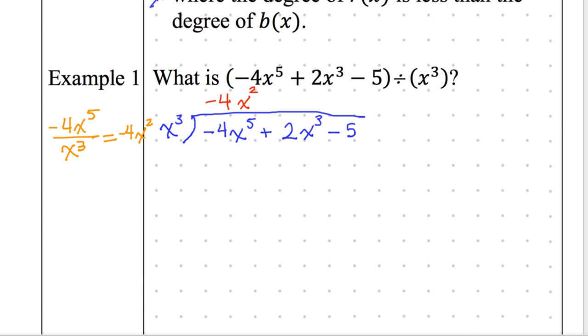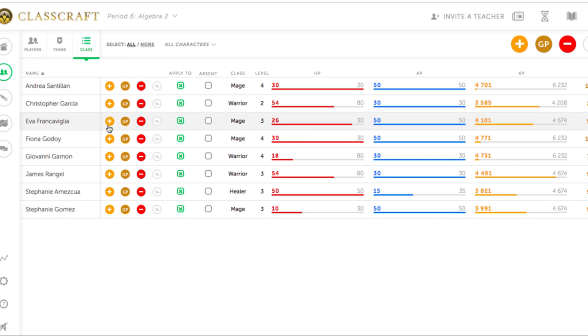Next step is to do what? Who has it? Eva. We would do the plus 4x to the fifth. Yeah, plus 4x to the fifth. So you multiplied this by this, negative 4x squared times x to the power of 3, and you made it a negative. You multiply by negative 1, and then you add them straight down to get 0. Okay. Thank you, Eva. What's next?